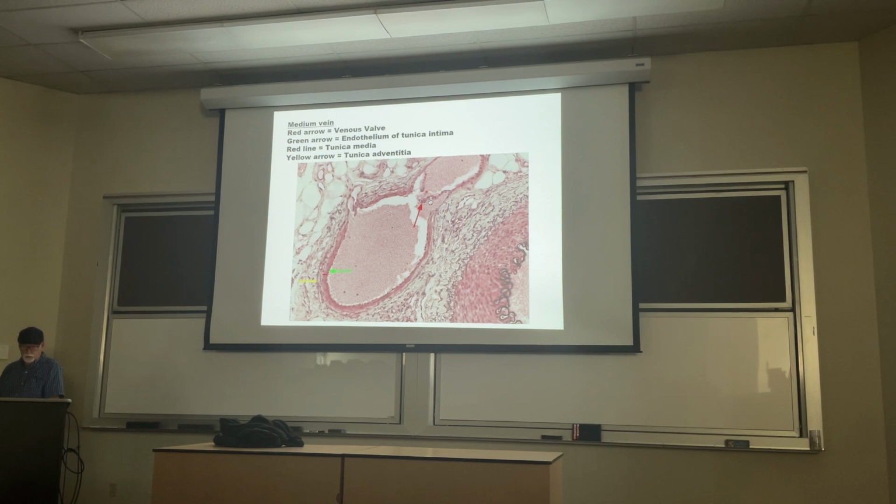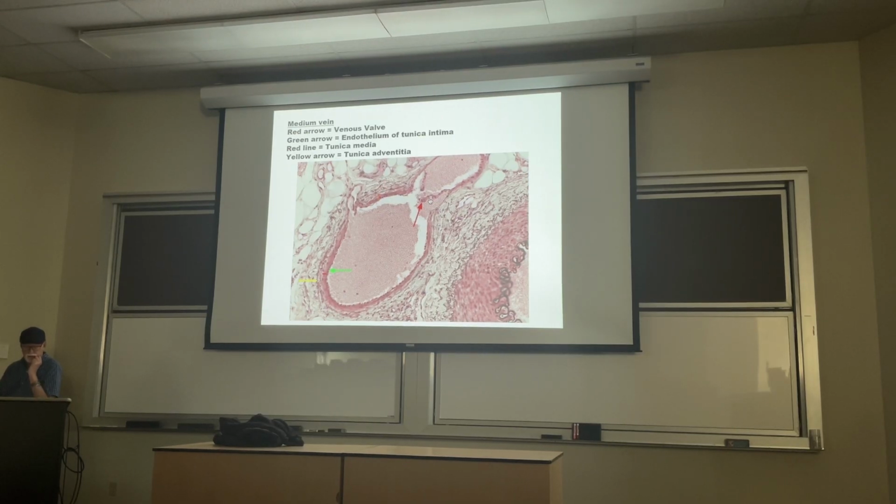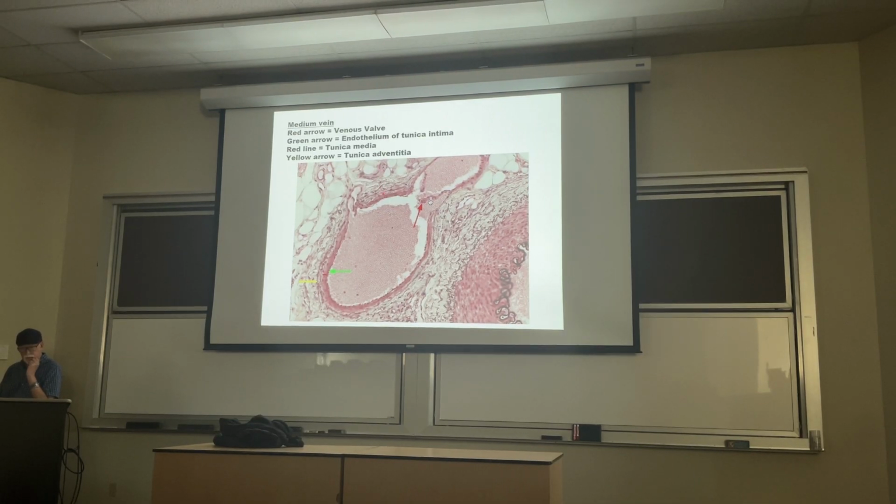The blood can go through one way but not the other way. So this is a valve in a vein. Notice the lumen, very large, and notice the thickness of the wall. We do have some smooth muscle here, not a lot. We have an endothelium and a tunica adventitia. Notice the tunica adventitia is proportionally larger than the tunica media. Again, this helps us understand that it's a vein.